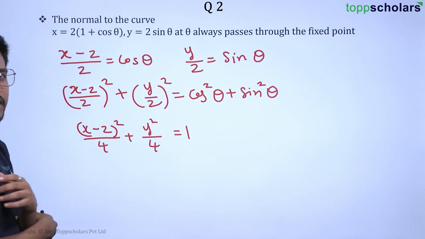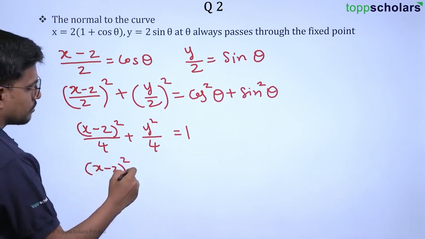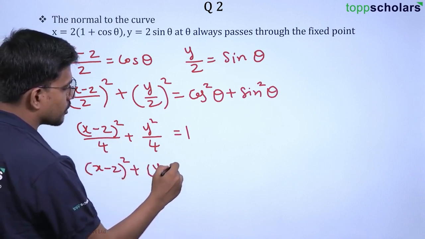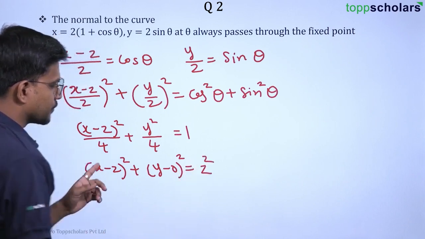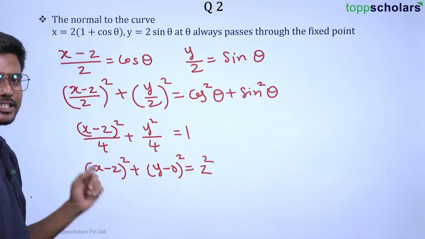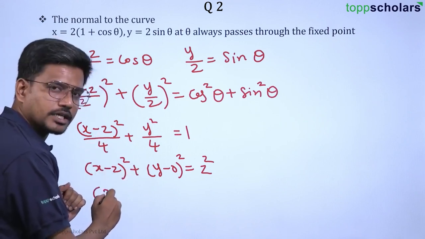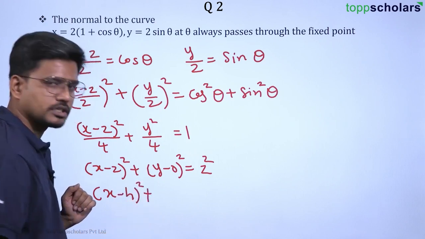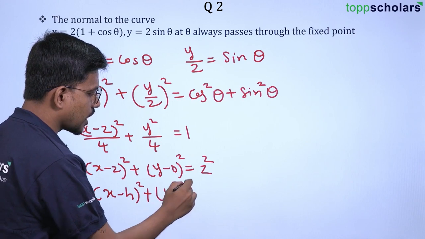Let us make it into standard format. It can be written as (x minus 2) the whole square plus y square, which can also be written as (y minus 0) the whole square, equals 4. So 4 can be written as 2 square. Do you recognize this? This is the standard equation of a circle, which can be written as (x minus h) the whole square plus (y minus k) the whole square equal to r square.